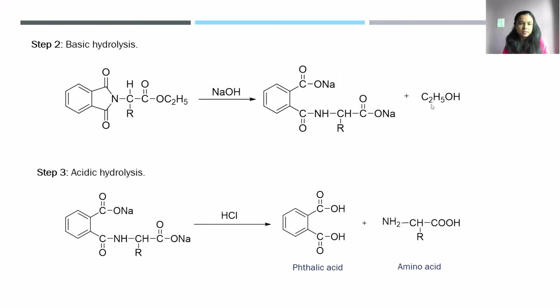The second step is the basic hydrolysis, in which we will be using a base, the reagent NaOH. What happens is this NaOH will cleave this bond, and this would separate out to make alcohol. In step 3, we have acidic hydrolysis, where the product that was formed in basic hydrolysis is treated with an acidic reagent called HCl, and this will propel the formation of phthalic acid and alpha amino acid by breaking this bond. So this is how we get the amino acid.